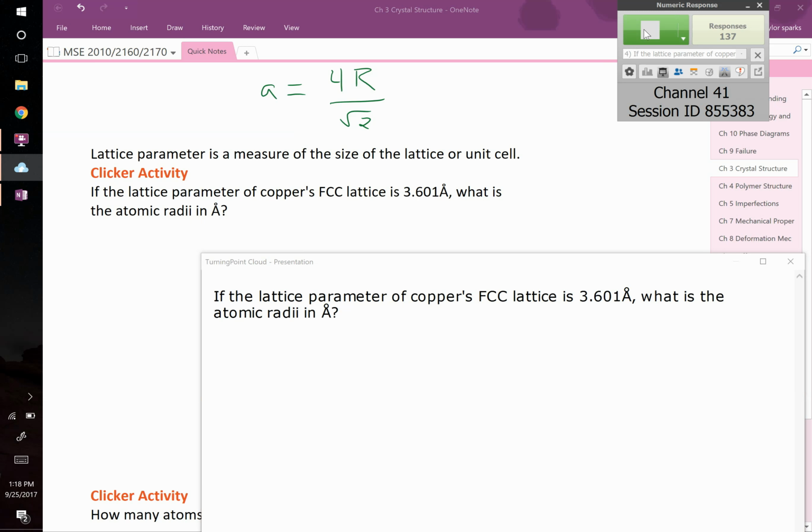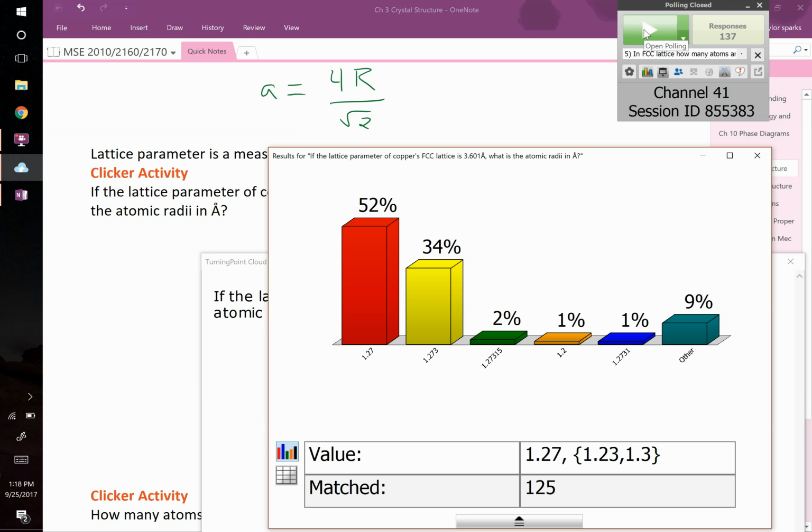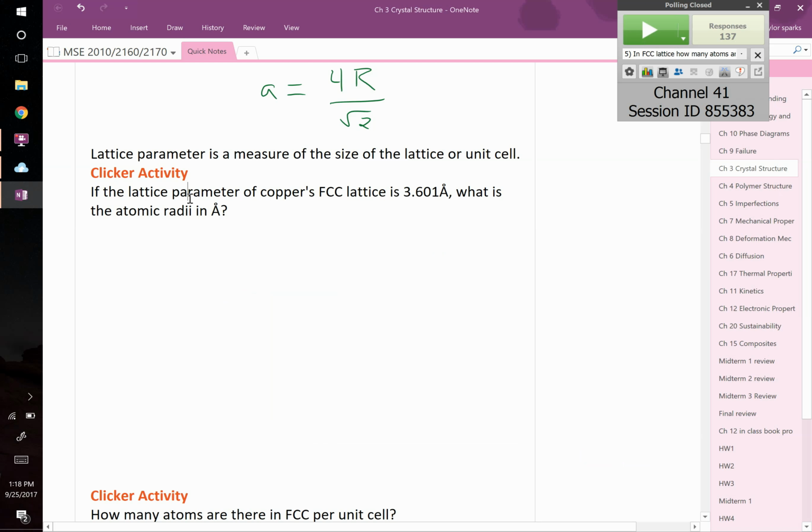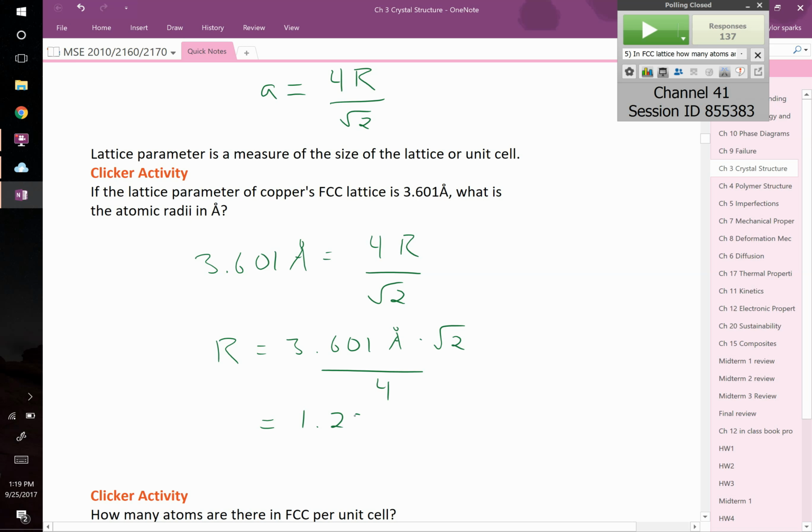Okay, the answer is, what do people think? 1.27 is the right answer. So 90% of people got something close enough to get credit, and 10% something's off. Okay, so again, straightforward to do this. You're just going to say that 3.601 angstroms is equal to 4 times the radius divided by square root of 2. So to solve for r, it's just going to be 3.601 angstroms times square root of 2 over 4 equals 1.27 angstroms. Okay?